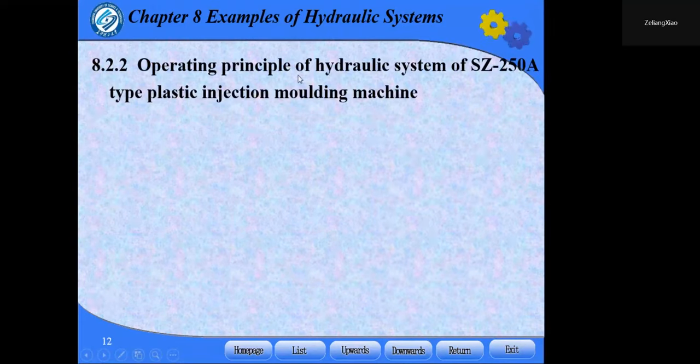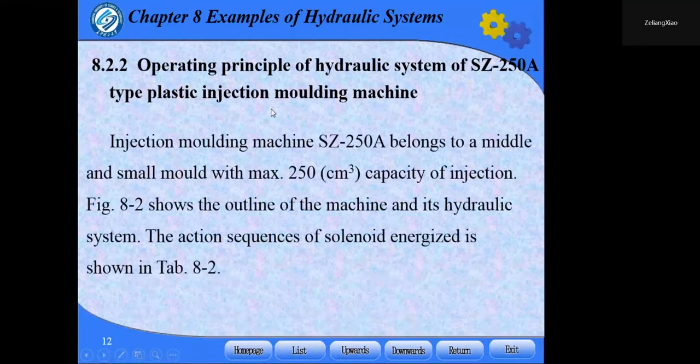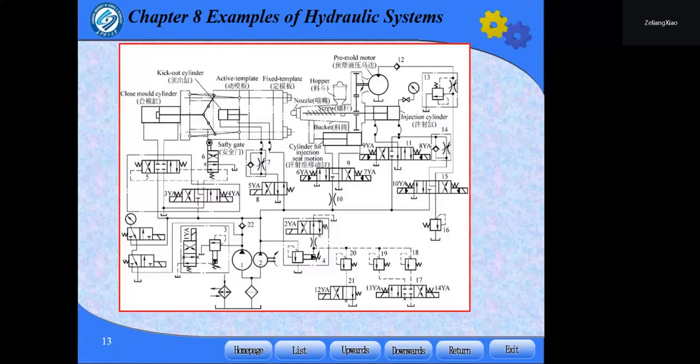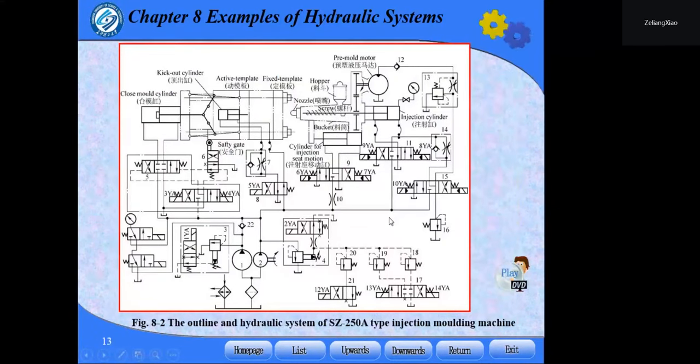We will learn about the operating principle of the hydraulic system for this type of plastic injection molding machine. Injection molding machine SC2508 belongs to a small-to-moderate type with a maximum of 250. Figure 8.2 shows the outline of the machine and its hydraulic system. So we can see this figure is the outline and hydraulic system of this type of injection molding machine.